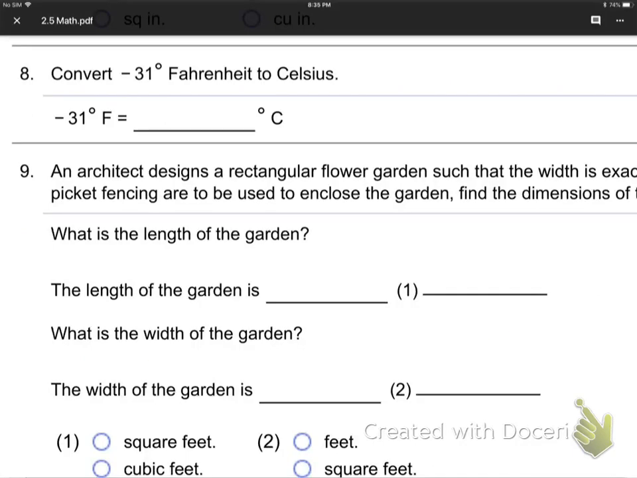How do you convert between Fahrenheit and Celsius? I don't remember. You push the button. Push the button? You got a button? Yeah, that's right. We know how to do that. You hit the button. So let's see, what is it? It's negative 31 degrees Fahrenheit.